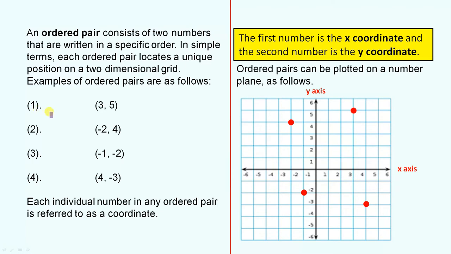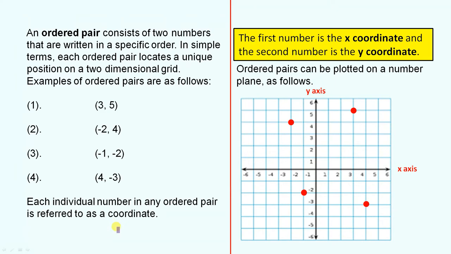Number 1, (3, 5). So that's how an ordered pair is written. You have two numbers separated by a comma and then they're enclosed by grouping symbols. We'll see what they mean in a moment. The second one is (-2, 4). Then we have (-1, -2), and then we have (4, -3).